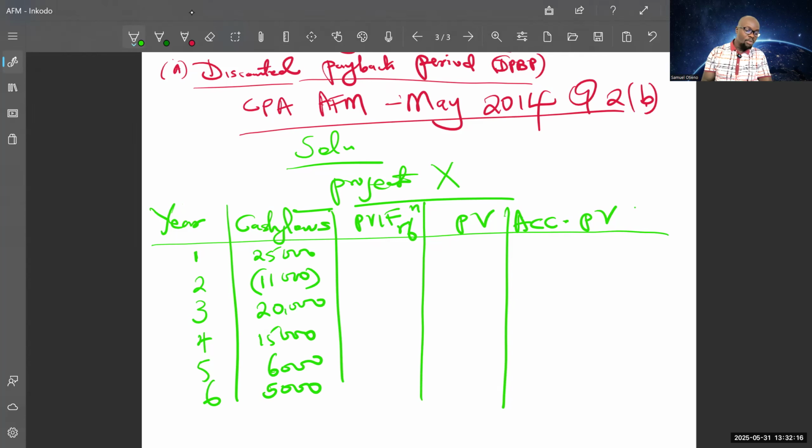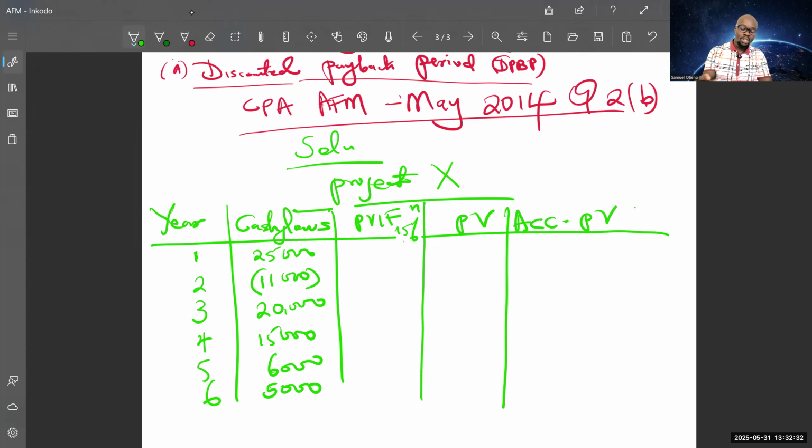Remember, we were given the discounting rate. We were told the firm's cost of capital is 15%. So you see this R percent. This R percent is now 15. That is the discounting rate. So I will just replace it and put there 15%.